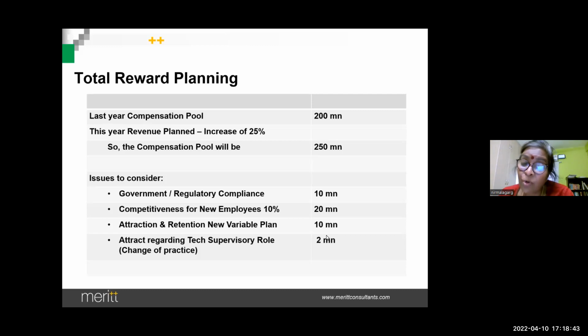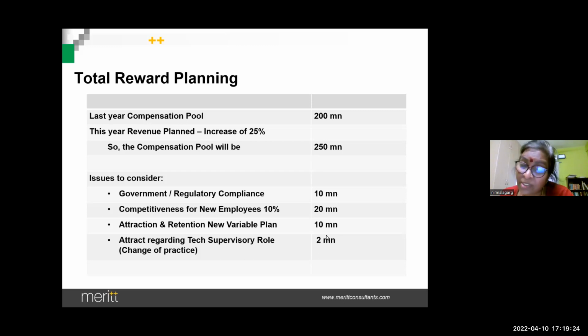Then I'm going to increase my revenue, so obviously I'm also going to hire people. For hiring, and being very competitive for the new employees, I'm again going to increase my costs. So I'll put a ballpark figure. This is a line item. I'm checking line item by line item, saying, okay, 20 million. Then I'm looking internally and saying, I'm not able to attract and retain my people, so maybe I need to change my variable pay plans. So on the variable pay plan item, I'm going to increase by 10 million.